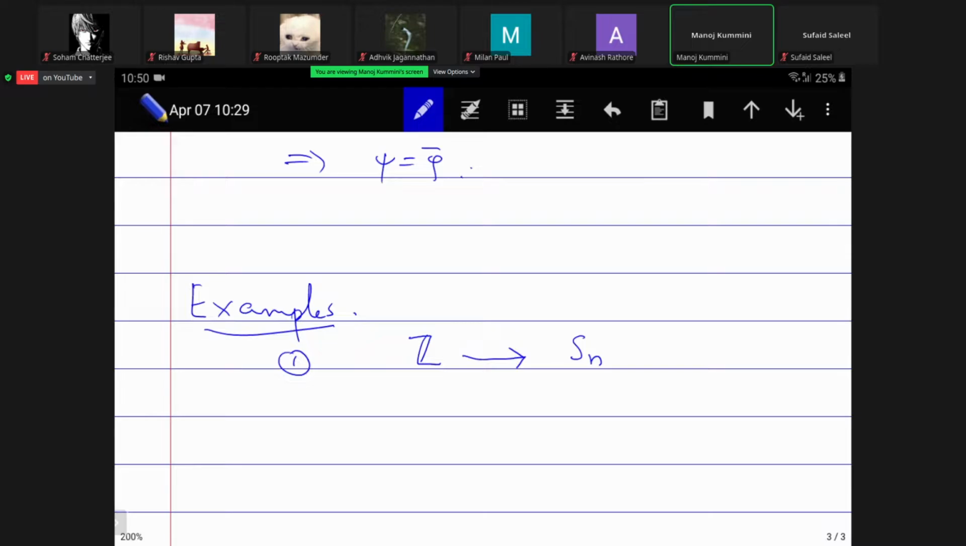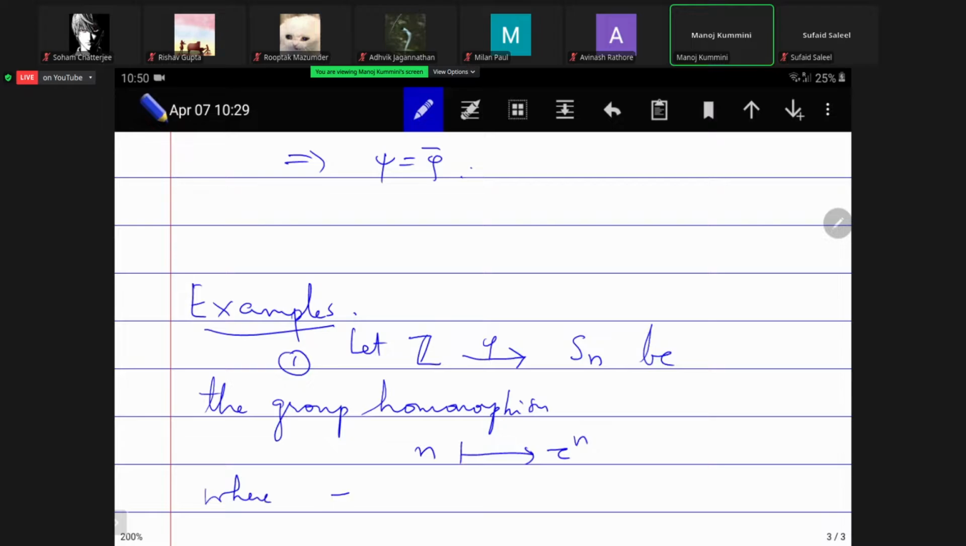So if you tell where one goes, I mean, zero. So let this be a group homomorphism. I'll specify what it is. So I'm going to write phi, a group homomorphism. Let us say that n goes to tau to the n, where tau is the cyclic permutation 1 2. Just an example.